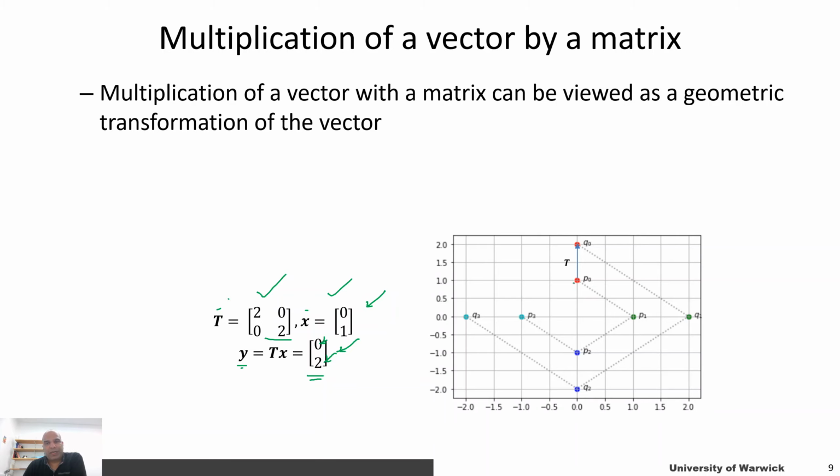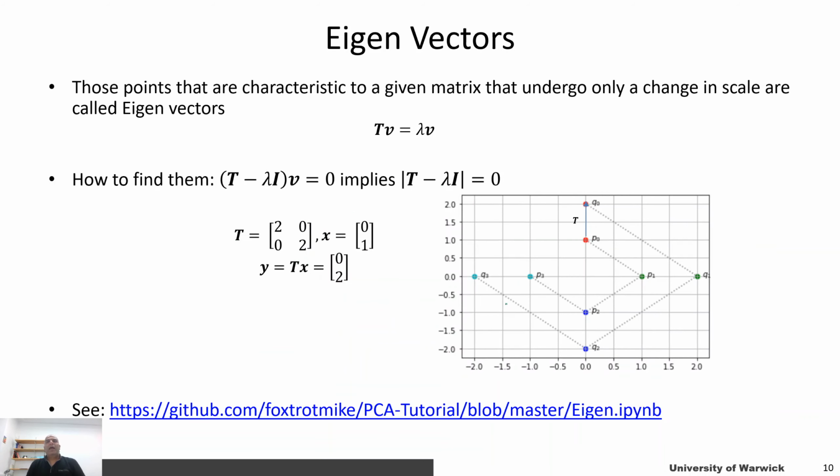If you view it geometrically, you've got a point over here, which is 0, 1. Once you multiply it with the matrix T, you get a new point, which is 0, 2 now, right? That's interesting. So matrices essentially transform points. Matrix multiplication with a vector can be viewed as an operation or transformation on the vector, and you can verify this geometrically in your spare time. We're going to talk about a very specific type of vectors associated with a given matrix, which are called eigenvectors.